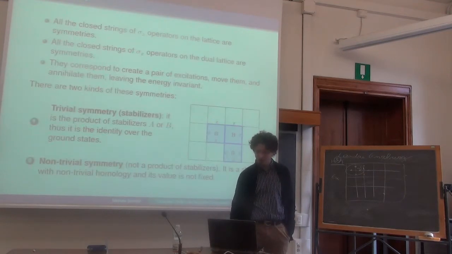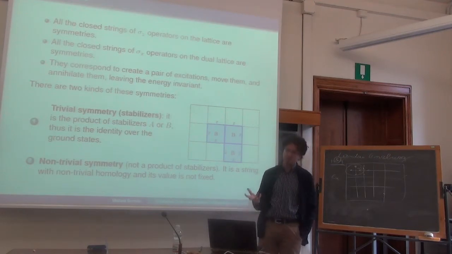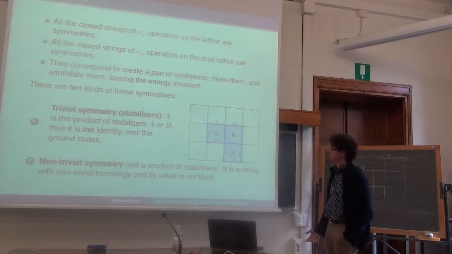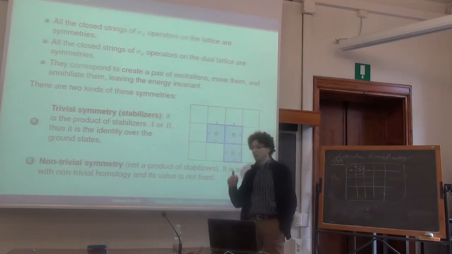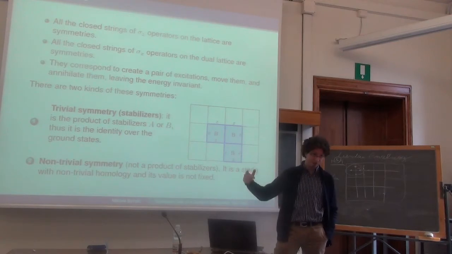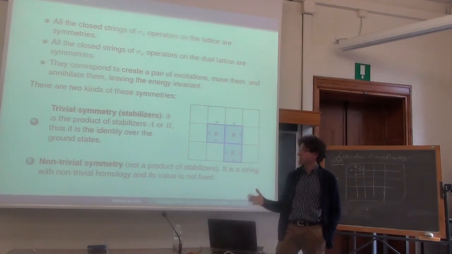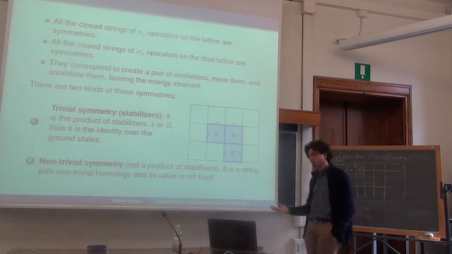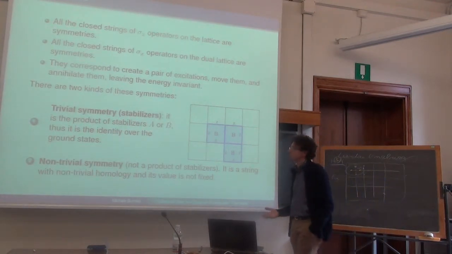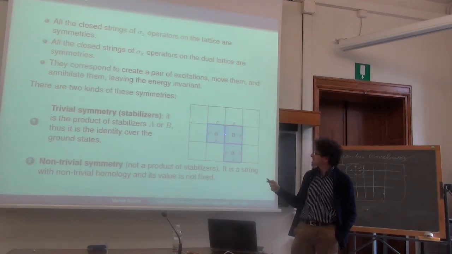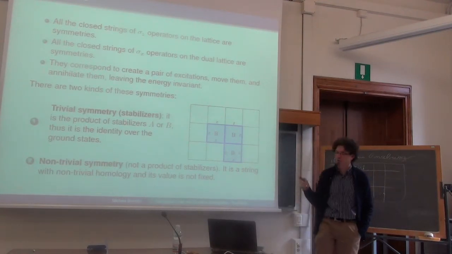So, to understand what the ground states of the system are, we have to analyze better the role of these symmetries. We saw that all the closed Z strings on the lattice and all the closed X strings on the dual lattice constitute symmetries of the system. But we must distinguish in the presence of periodic boundary conditions two different cases. The first case is the one of a trivial symmetry, and as I was mentioning before, this trivial symmetry can always be decomposed in terms of the same operators which appear in the Hamiltonian.